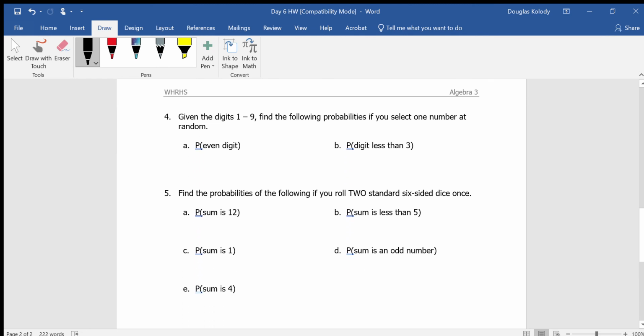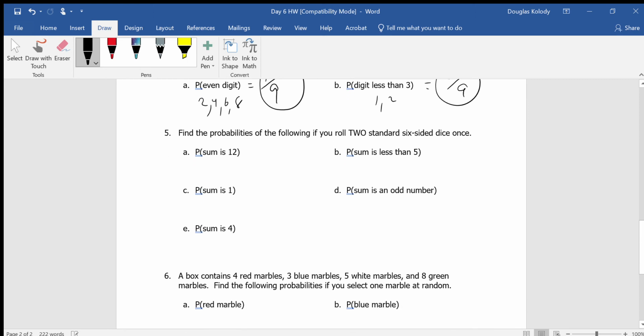Given the digits 1 through 9, what's the probability that the digits are even? 2, 4, 6, and 8 are even digits, so that's 4 out of 9 numbers. Okay, and a digit that is less than 3, that's just the digits 1 and 2. So that's 2 numbers out of 9. Number 5, 2 questions left.